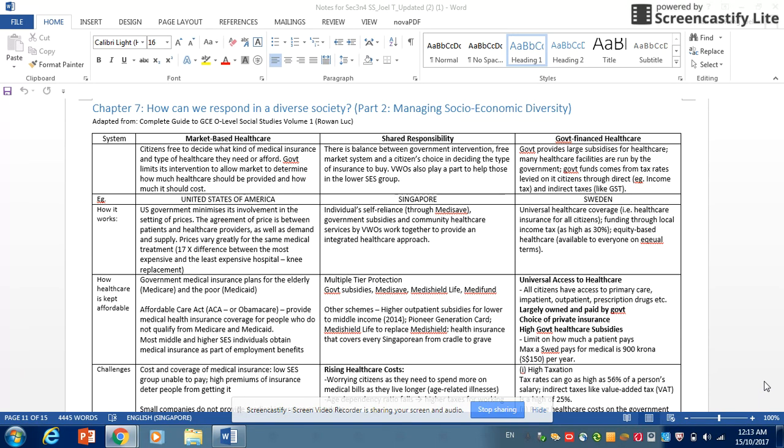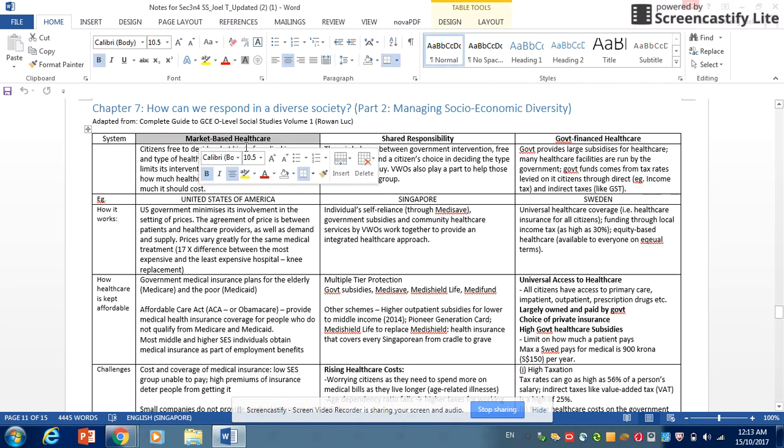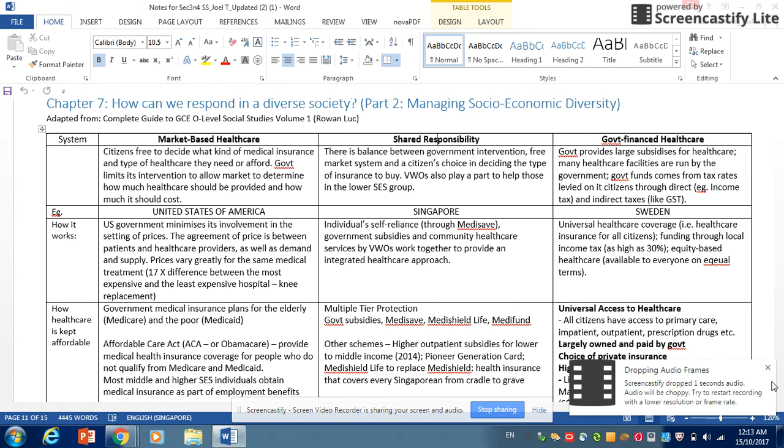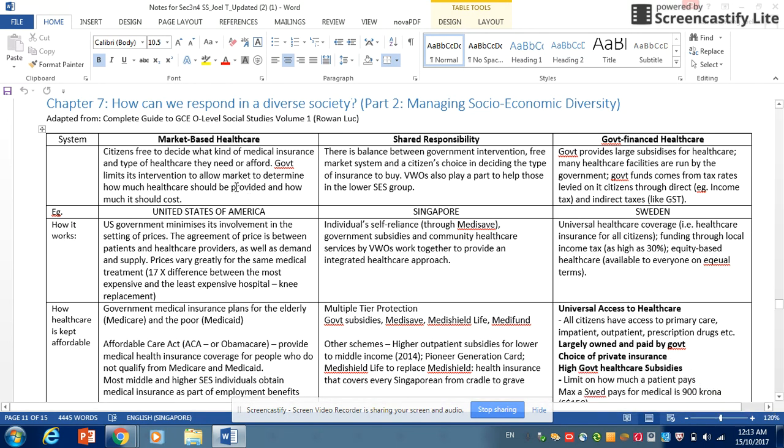So basically, we have three different approaches that governments have decided on for the good of society and to provide healthcare. First is the market-based approach, second is shared responsibility, and third is government-financed healthcare. You need to know the definitions for each of them. Market-based is when citizens are free to decide what kind of healthcare or insurance they want, and the government limits its intervention and allows the market to determine how much healthcare should be provided and at what cost.